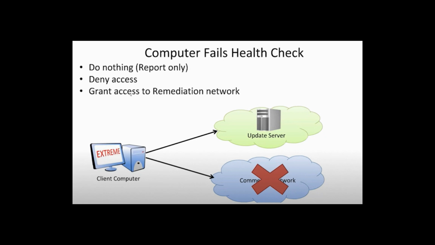That's one kind of network. The other kind of network denies that client access to any resource inside the network, and that's the other side of the solutions. And the third one, they only grant access to a remediation network where the client can update and pass the health check later on. So these are the only three possible solutions that we might have after a computer fails the health check.